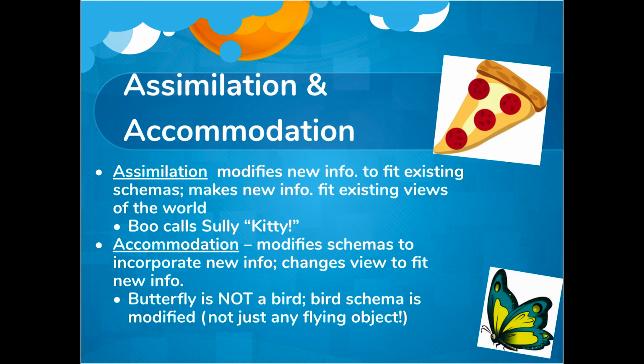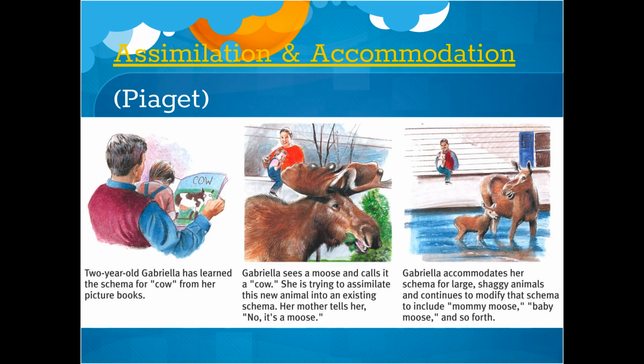So Boo, for example, is going to accommodate by creating a new schema for monsters and adjusting or modifying her schema for cats to say, okay, cats don't have horns, they're not blue, they're not huge, right? And they don't have this tremendous tail, and they can't talk. So just through using that little simple example from Monsters, Inc., we see both assimilation and accommodation, which Piaget says are important steps in schema formation.